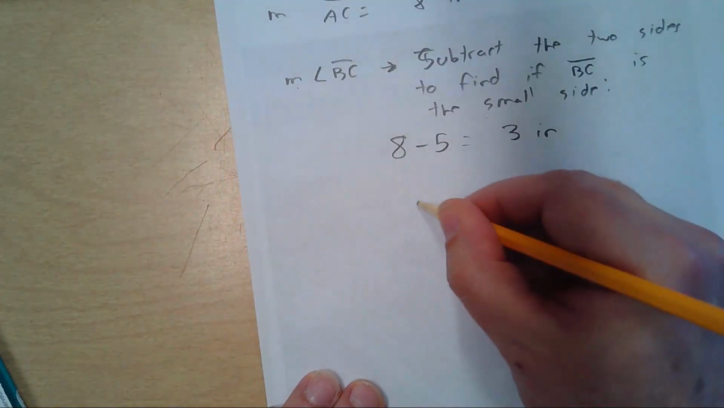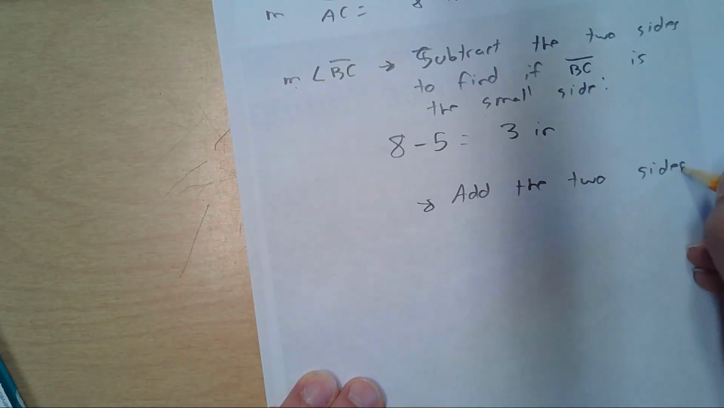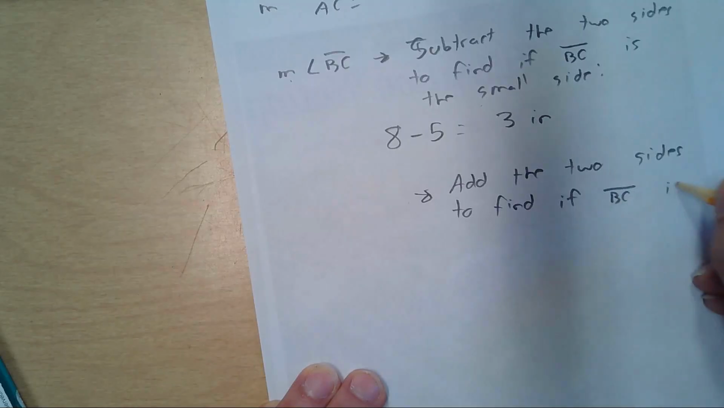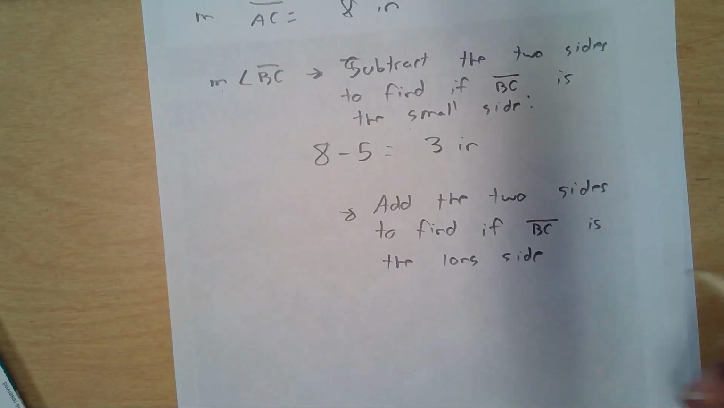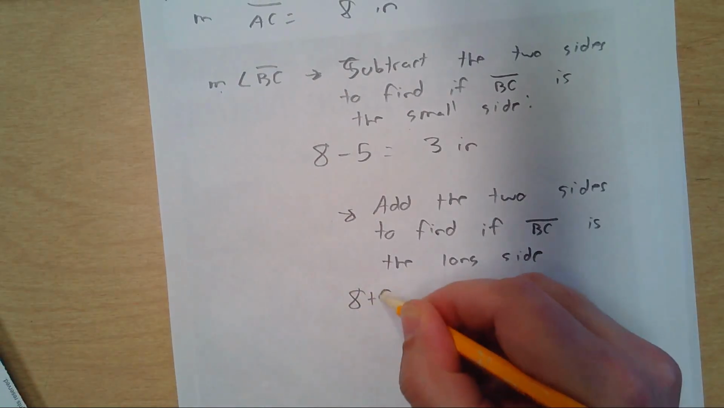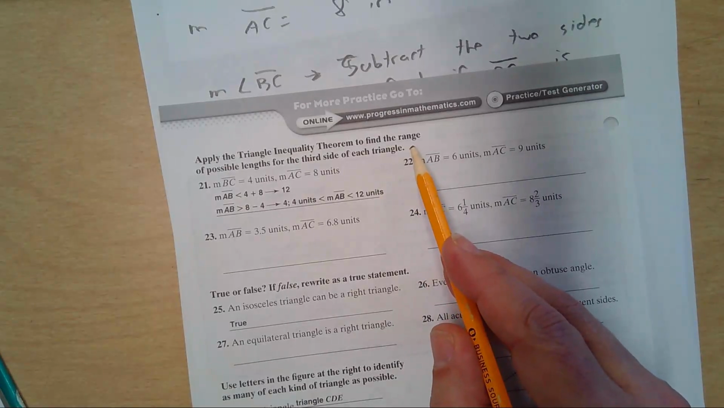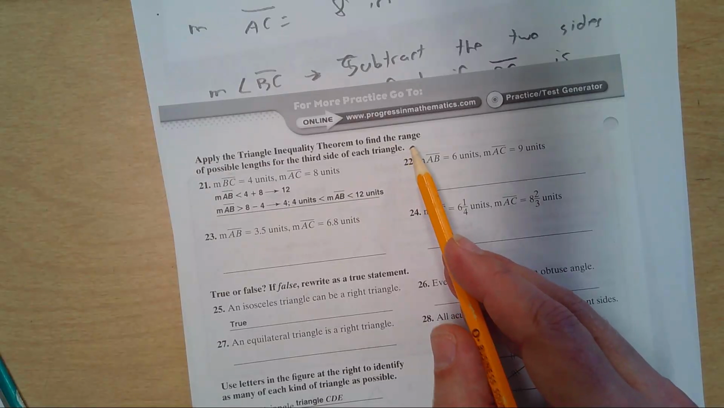Now, I also need to add the two sides together. In this case, if BC is the long side, back I go here, 8 plus 5 is 13 inches. BC could also be 13 inches long, or anywhere in between those two. What they want here is the range. I need to know the smallest it could possibly be and the largest it could possibly be.